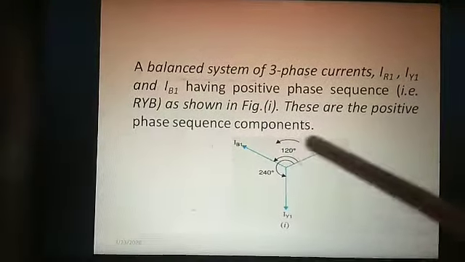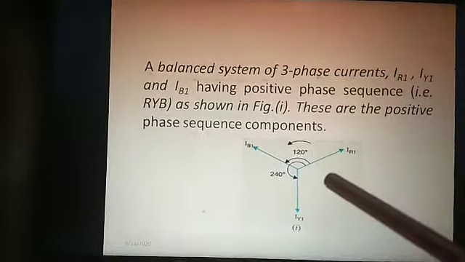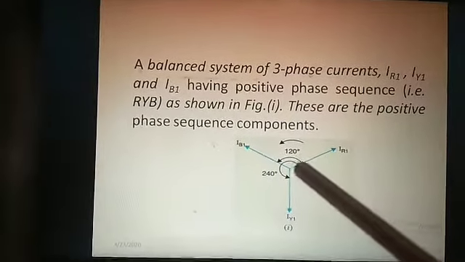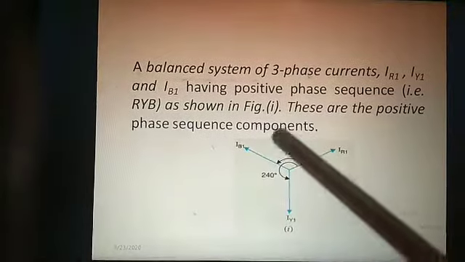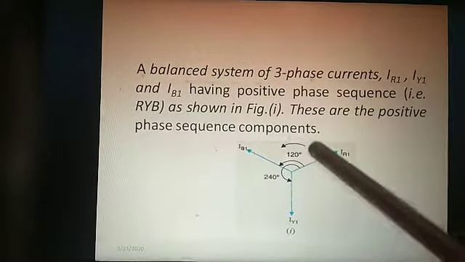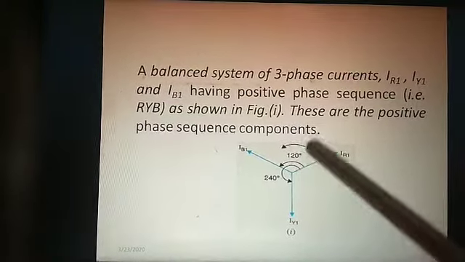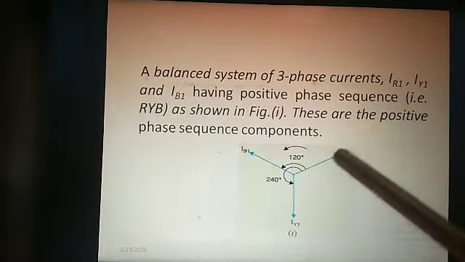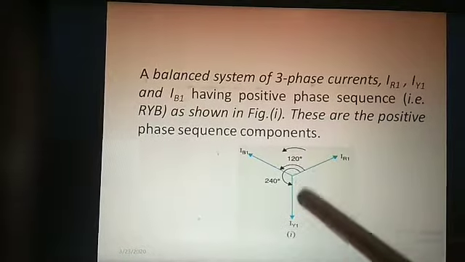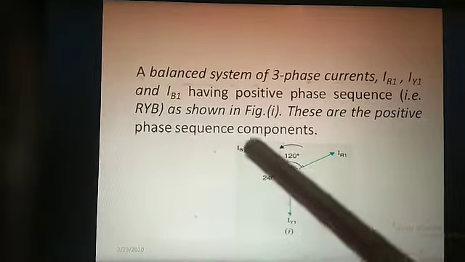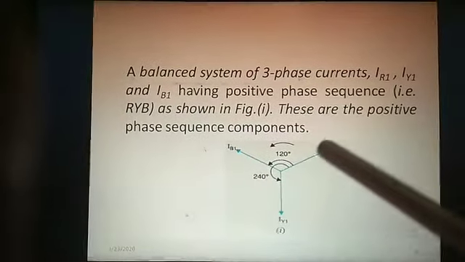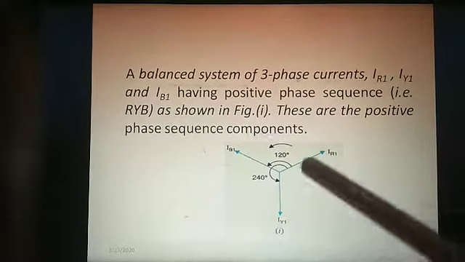So why is it called RYB? Why is it not RBY? Look, here the direction is showing anti-clockwise. So this is IR1, this is IY1, this is IB1. Sometimes you may think that why is it not RBY, why is it RYB.